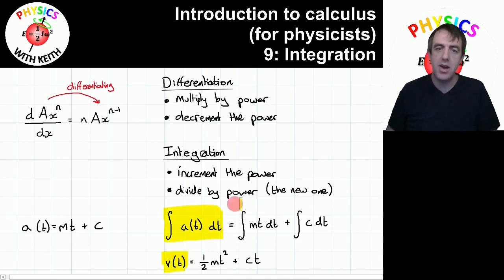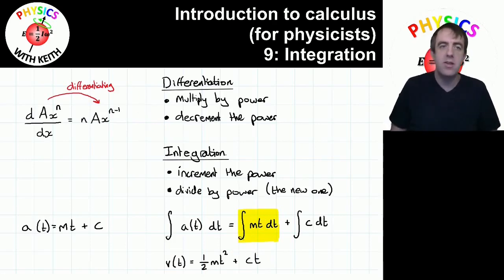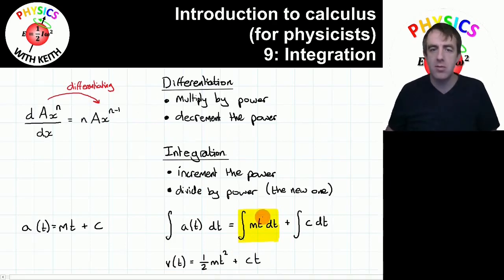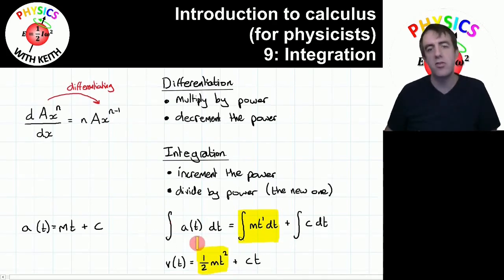So let's start now integrating these terms on the right. With this term, the power is 1. This is the same thing as m times t to the power of 1. So I'm going to increment the power. That means I'm going to increase the power by 1, and it becomes a 2. And then I'm going to divide by this new power. That's where that half comes from. So we end up with this expression at the bottom here. The integral mt dt is equal to half mt squared.